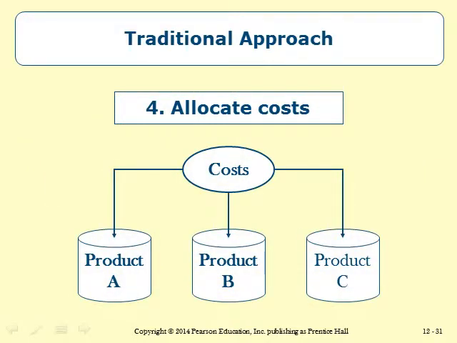And then finally, we allocate or apply the costs in each cost pool to the products or services in proportion to their usage of the related cost allocation base. Apply variable cost on the basis of the actual amount of the cost allocation base. Apply fixed cost on the basis of the budgeted amount of the cost allocation base.